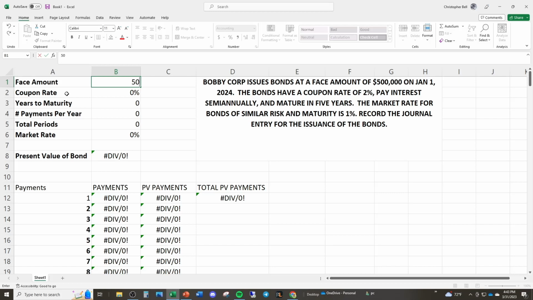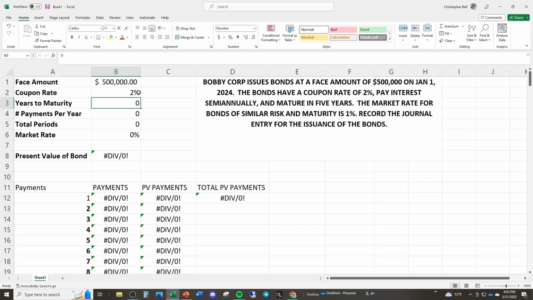So first we put in the face amount. The face amount of the bond is $500,000. What is the coupon rate? Like I said, the coupon rate is what the bond pays every year. That's the annual interest rate. So 2% of 500,000 is what? 10,000, right? So the coupon rate is 2%.